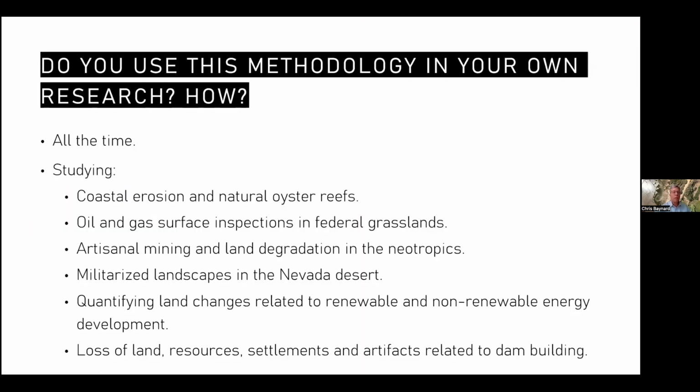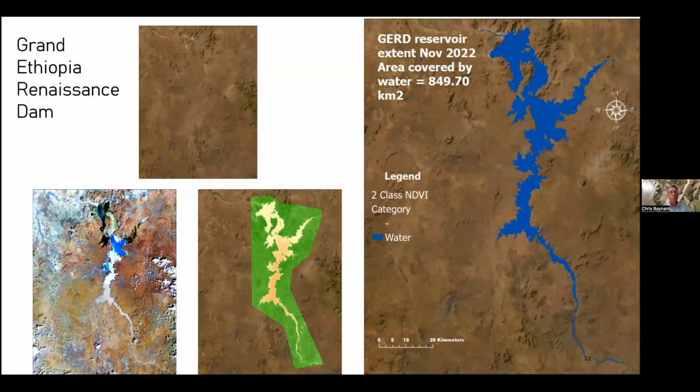So here's an example. This is the Grand Ethiopian Renaissance Dam that is being built on the Blue Nile in Ethiopia. It's rather contentious because they're damming part of the river that ends up in Egypt. There's concern that a lot of the water being tapped here will not be able to supply a lot of the farms and agriculture in Egypt and even in Sudan.